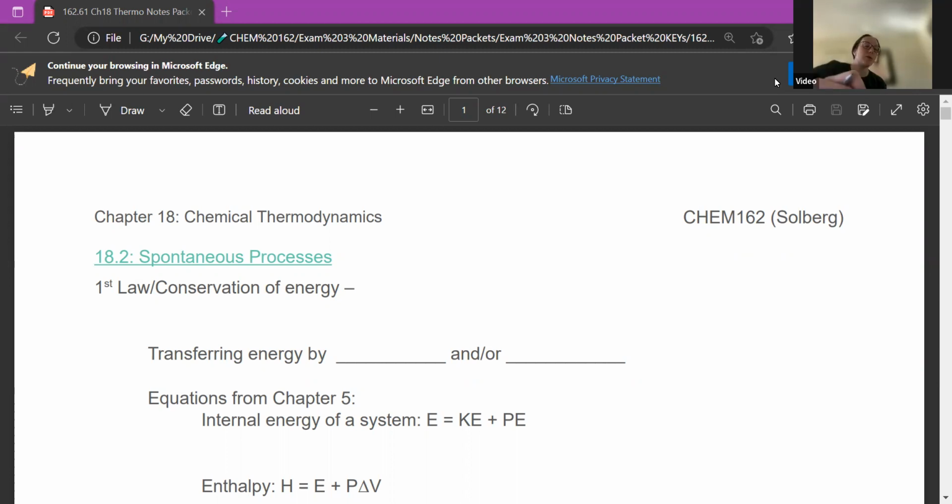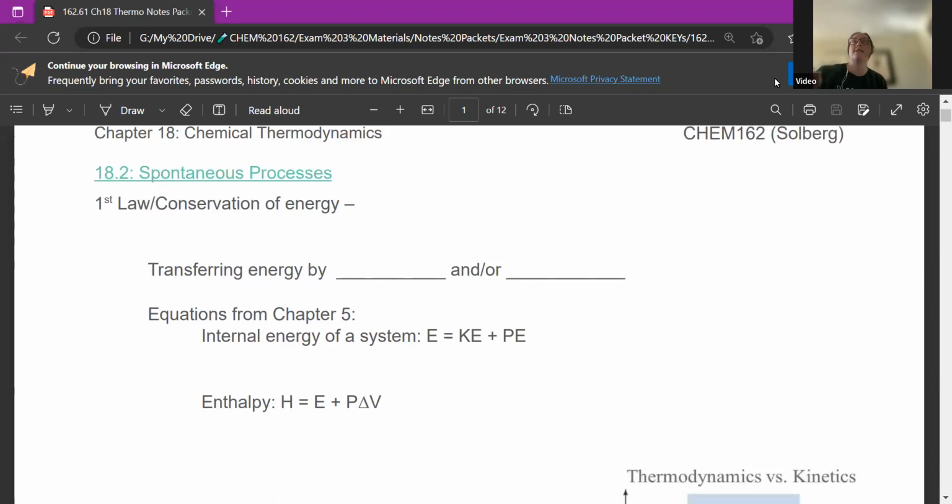So we're going to start with a term that is not necessarily what you think of when you think of the word spontaneous. A lot of the times in the English language, spontaneous means it happens by itself. In chemistry, that is not necessarily what we mean by a spontaneous process. I'll get to exactly what we mean here in a little bit, but we are going to start with the first law of thermodynamics, which is really just conservation of energy.